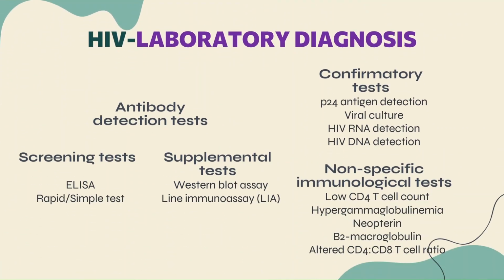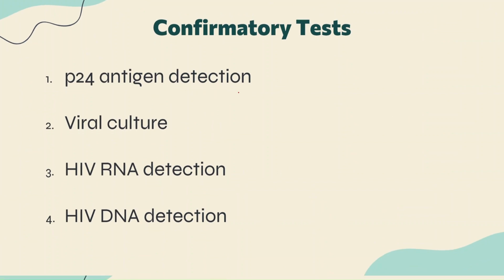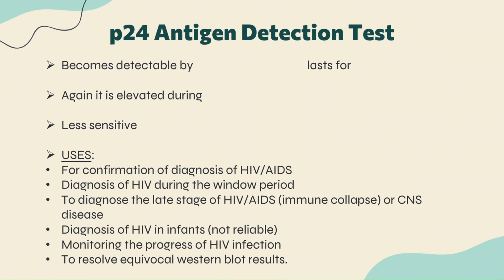Okay. So I have described so far the screening test as well as the supplemental test. Now let's go and study the confirmatory test over here. Okay. So confirmatory test includes these following four tests. Let's describe the first test, that is the P24 antigen detection test.